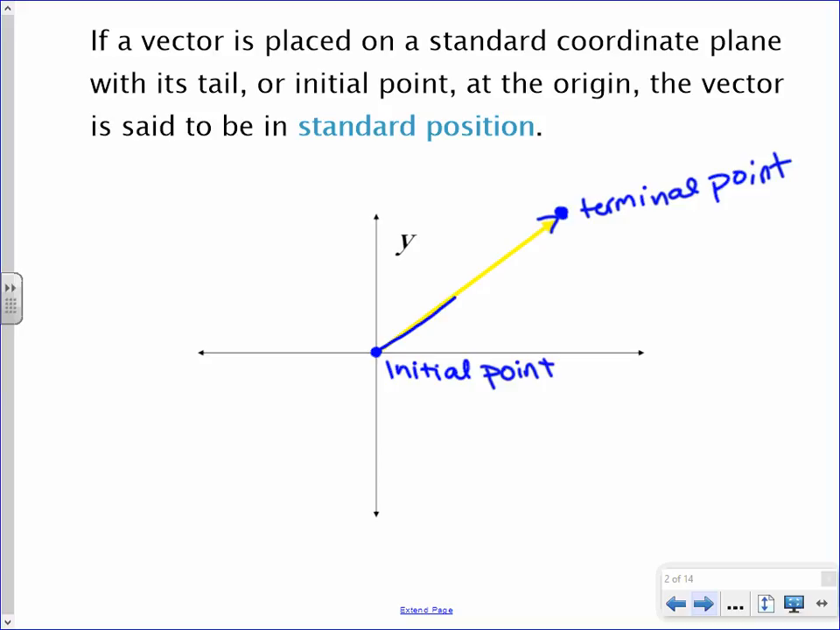That yellow doesn't show up very well, so let me just go ahead and... That's it. Okay. So on our vector, where it begins is the initial point. Where it ends is the terminal point. We also call this the arrow, the head, like the arrowhead, right? That's the head of the vector, and this is the tail of the vector.